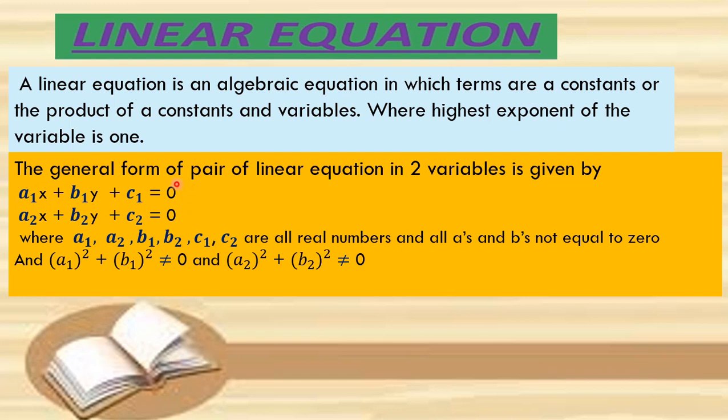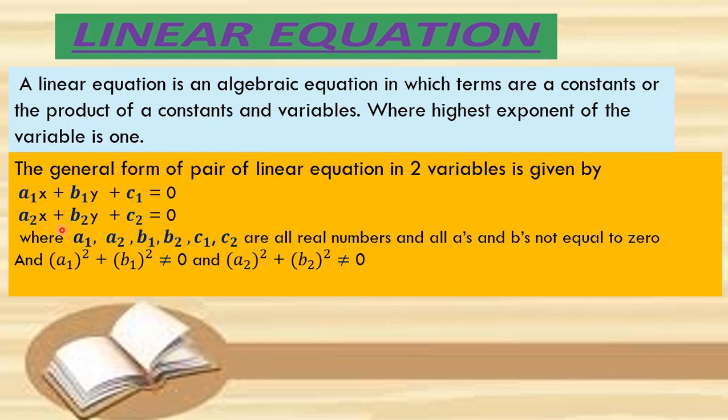That means we are given two equations like this: a1x plus b1y plus c1 is equal to 0, a2x plus b2y plus c2 is equal to 0, where all these a's and b's are real numbers. Also they are not equal to 0. That means a1, a2, b1, b2 are not equal to 0. Similarly, a1 square plus b1 square is not equal to 0, and a2 square plus b2 square is also not equal to 0. So this is the general form of a pair of linear equations in two variables.